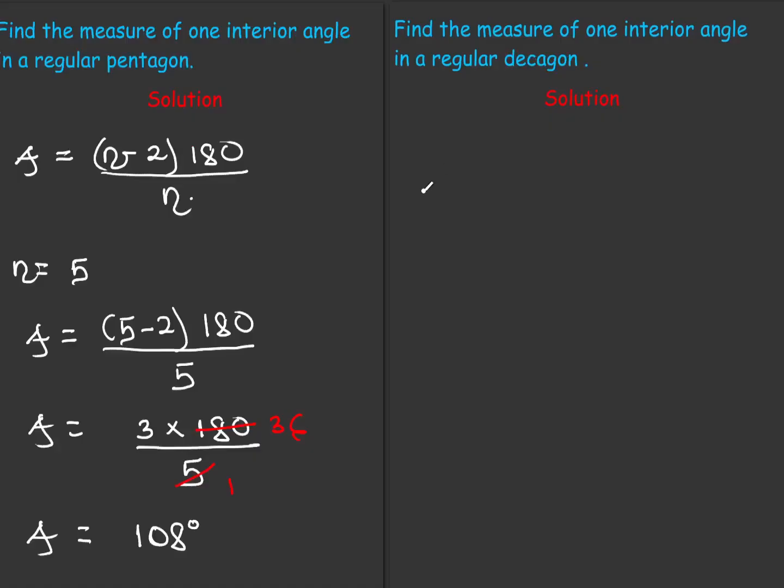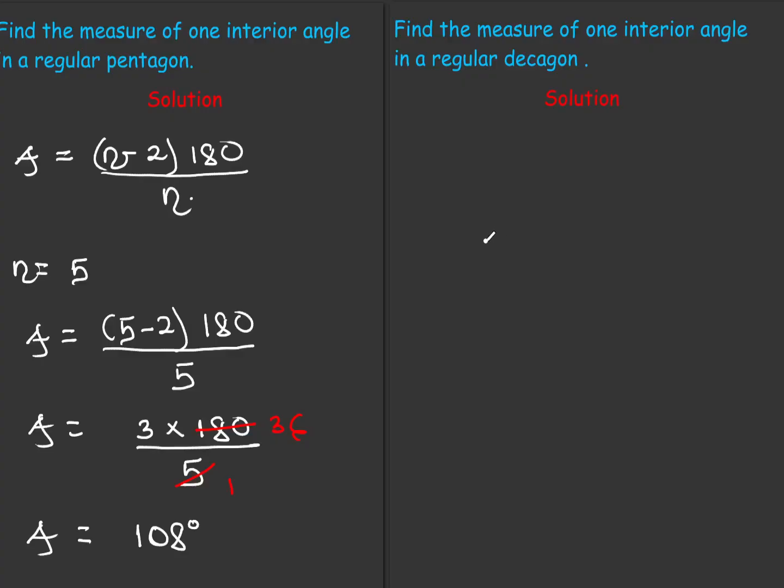If you do understand what we've done so far, you can choose to pause the video and then try on your own. Now, if you're able to do it on your own, you can put your answer in the comment section. Now, let's do it together. It says, find the measure of one interior angle in a regular decagon.